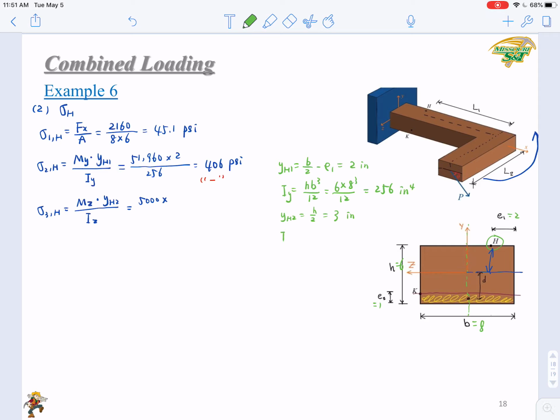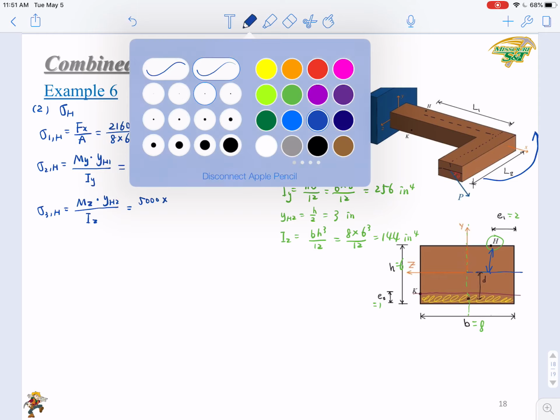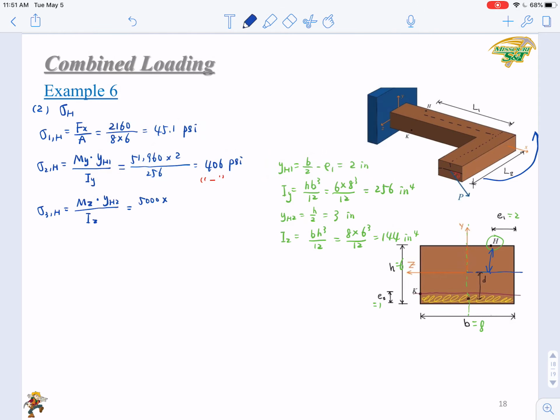How about Iz? Iz will be this time just BH cube over 12, or 8 times 6 cube over 12, 144. So we'll have all the numbers that we need, times 3 over 144. Okay, so you will have 1042 psi. Is this positive or negative?